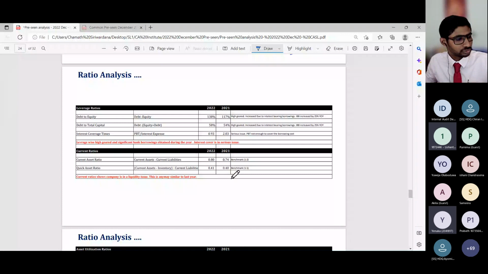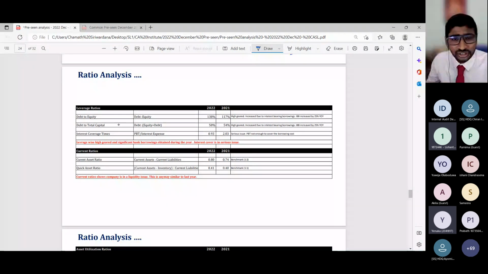Right. Ratio analysis for the leverage. If you think about leverage, anyway, this company is a highly geared company, right? You can see the debt to equity ratio is more than 100%. So leverage increased, right? And here you can also see interest coverage, a serious issue.